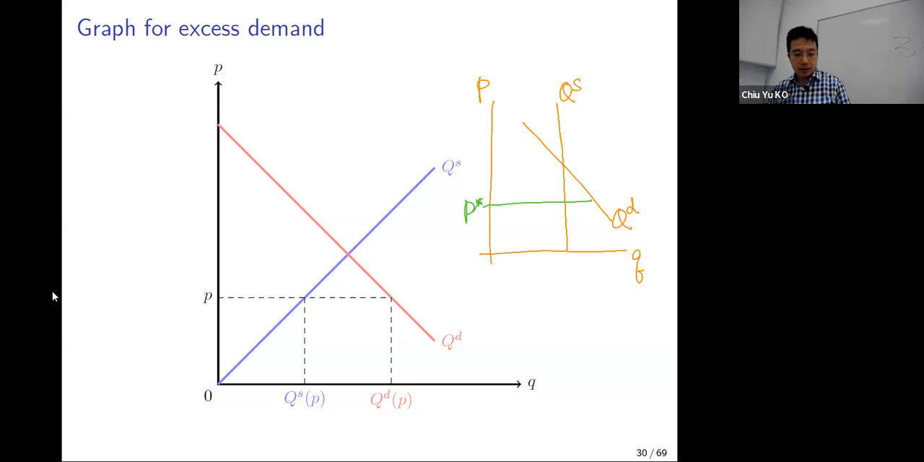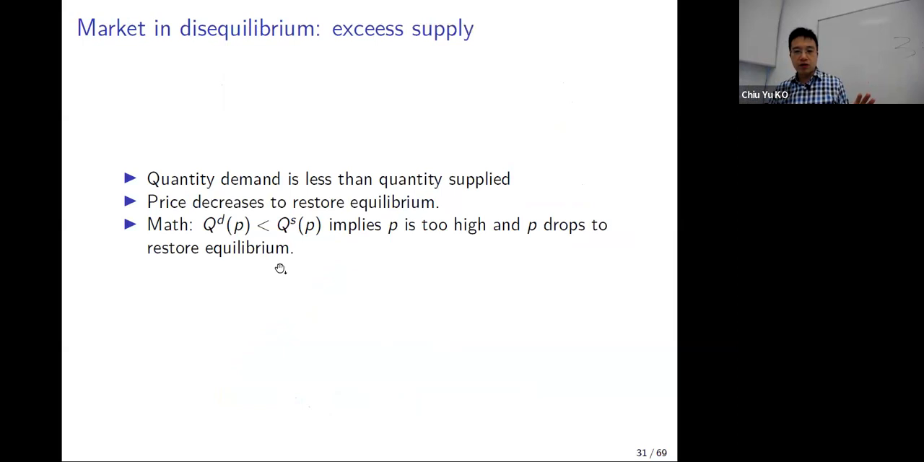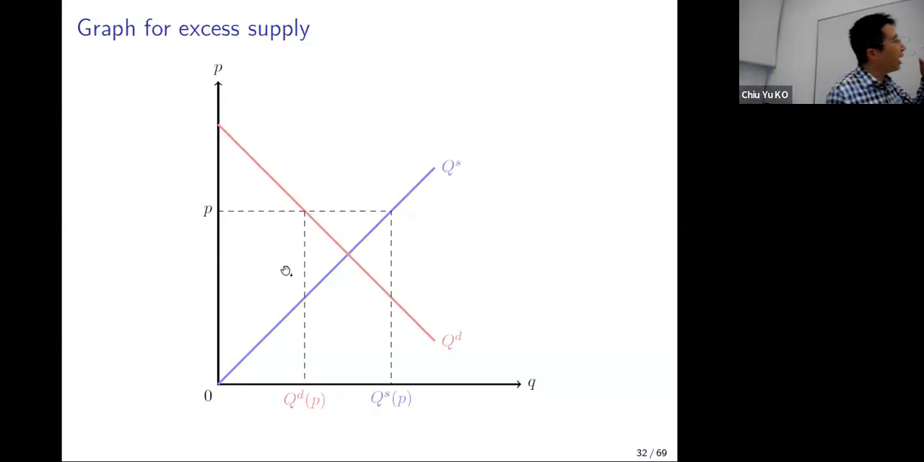And similarly, okay? We will see the same thing if the price is too high, and we will have the quantity demanded less than supply, right? So we have more goods than we need, right? Then the price will drop. So this is very common, right?